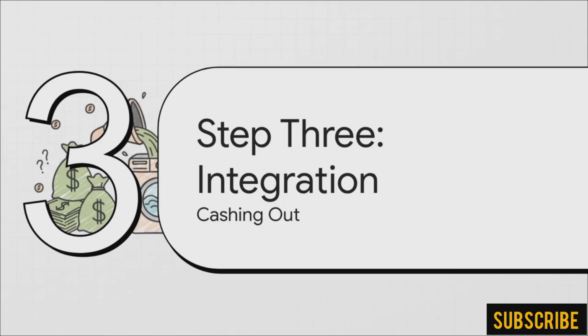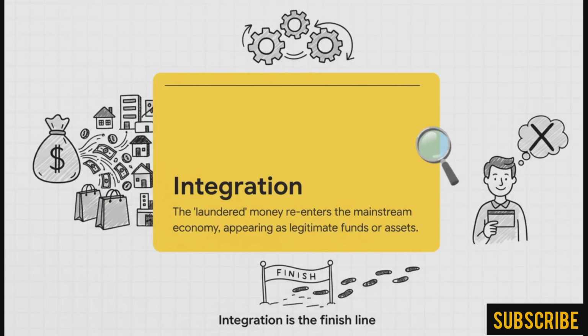And now for the final step. This is the part where it all pays off. Integration. The money's been placed, it's been layered, and now it's time to bring it home as clean, totally spendable cash. Integration is the finish line. The now clean money comes back into the economy in a way that looks completely normal. This is where the launderer finally gets to use the funds without any fear of them being traced back to the original crime.